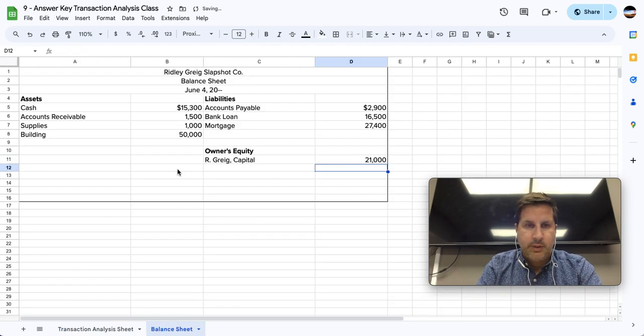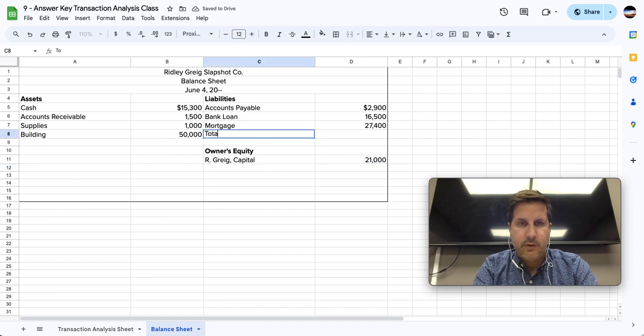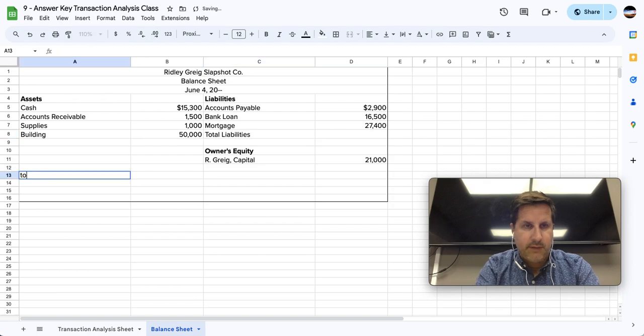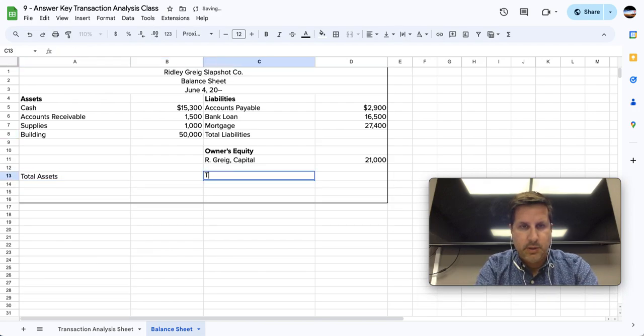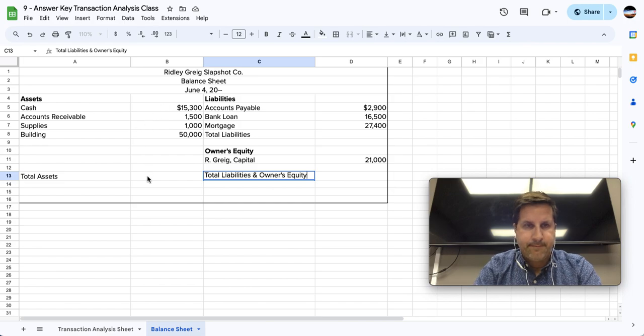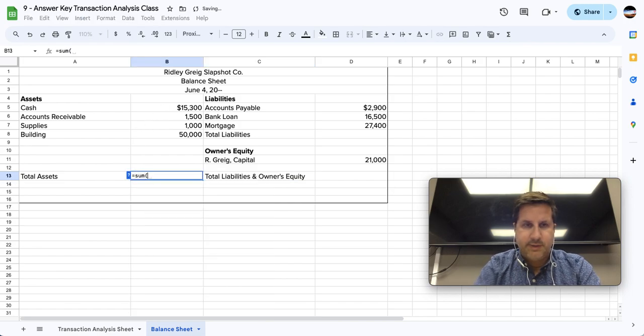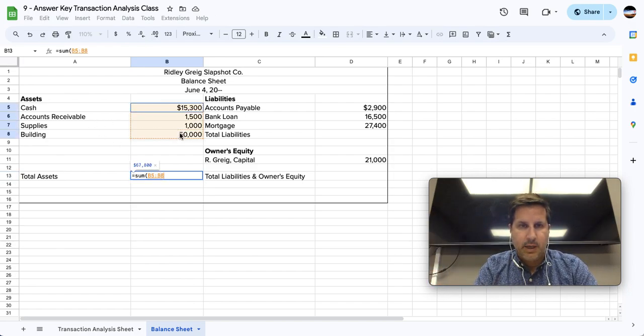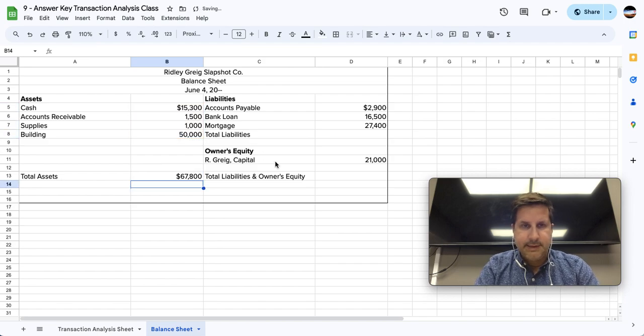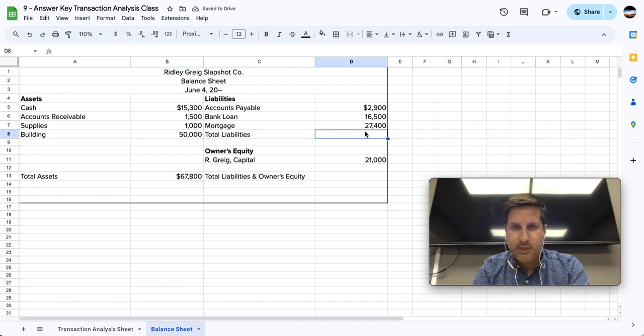All right, now let's do this. Here I should have total liabilities. Here I'm going to have total assets, and this will be total liabilities and owner's equity. Okay, so I'm going to do the sum function again. Again, you can click that button that was in the first tutorial. I'm not repeating the first tutorial over again, so you can watch that. I'm going to highlight my numbers, close the box. 67,800, which is what I had in my first page, which is wonderful.